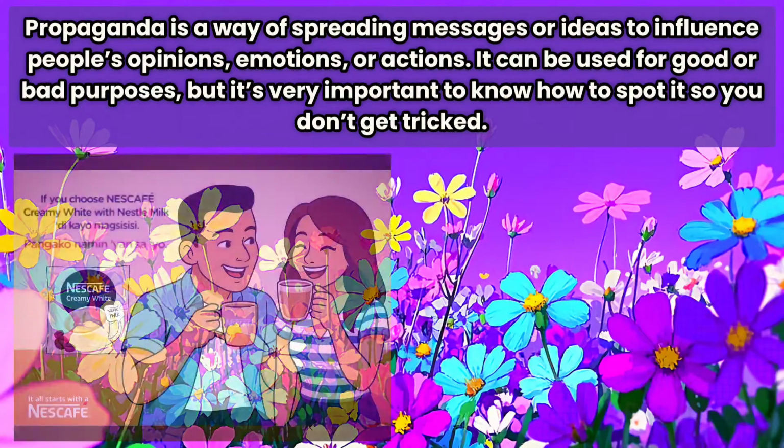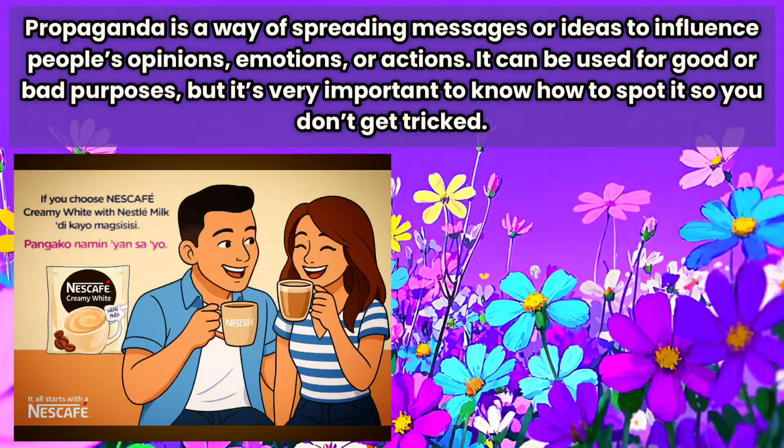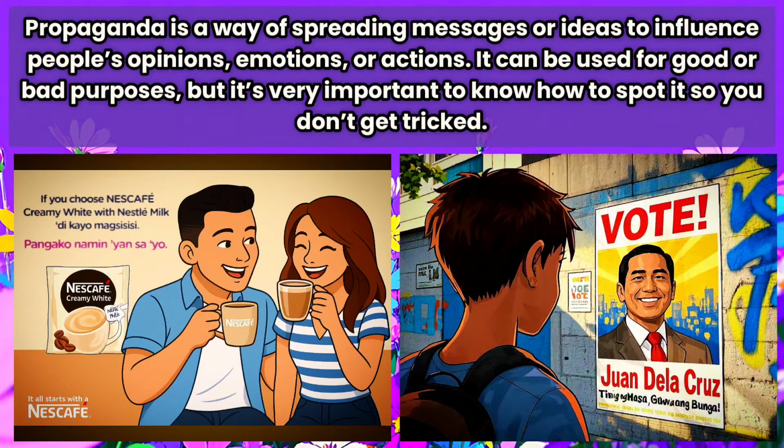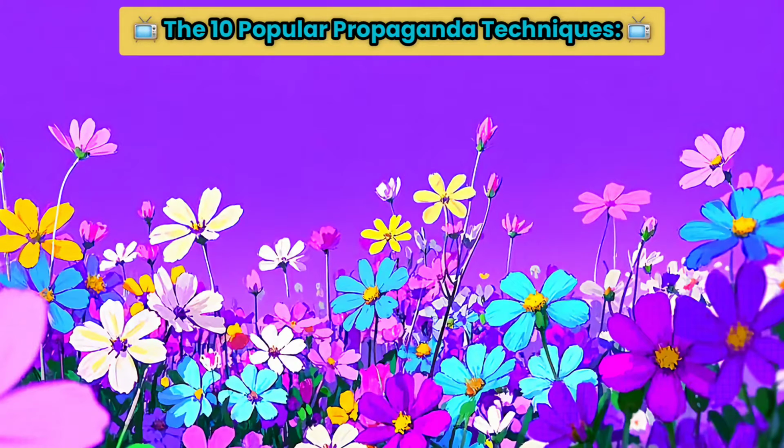Propaganda is a way of spreading messages or ideas to influence people's opinions, emotions, or actions. It can be used for good or bad purposes, but it's very important to know how to spot it so you don't get tricked. Here are the 10 popular propaganda techniques with clear explanations and examples to help you understand how each one works and how they're different from each other.